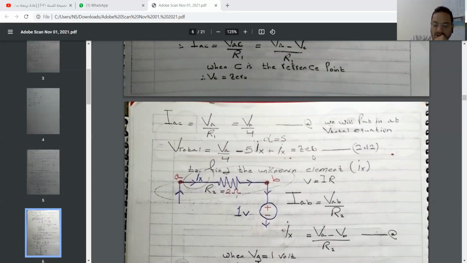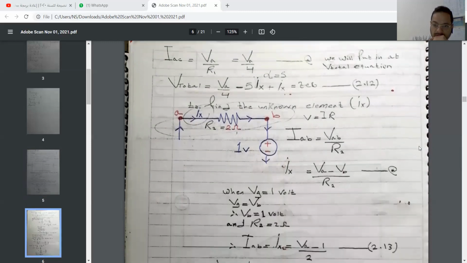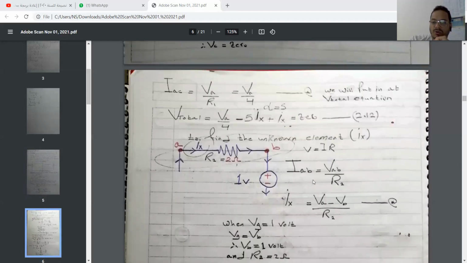Equal 0, like equation 2.11. Like I said before, A, B, and at the last we have C nodes. Now let's work on IAB equal VAB divided on R2. Here, IAB, it's the IX, it's the same. We can use all of them.